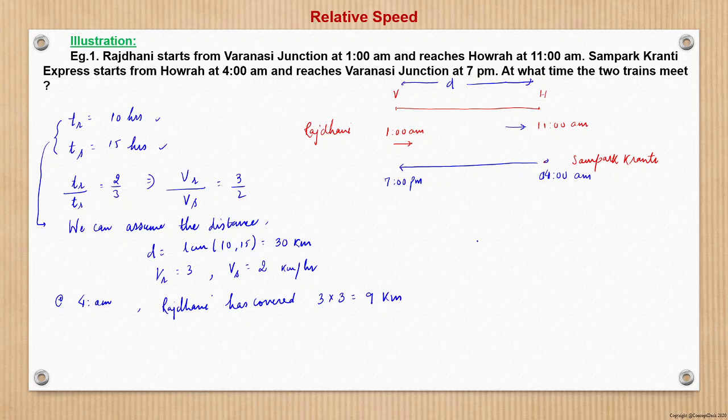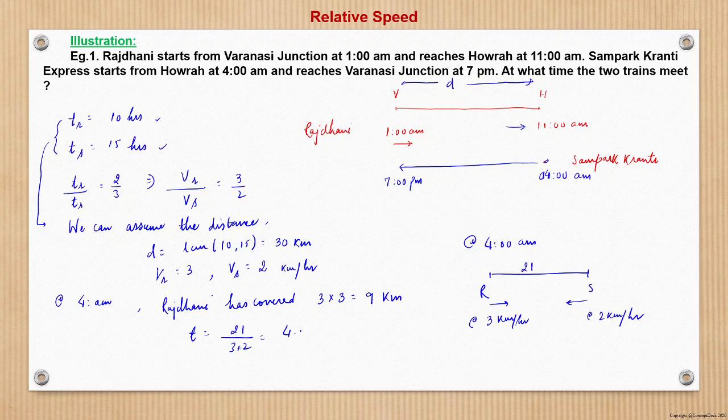Now, what happens at 4 am? The remaining distance to be covered is 30 minus 9, which is 21 kilometers. Here is Rajdhani Express, here is Sampark Kranti Express, both approaching each other, that is moving in opposite directions, this one at a speed of 3 kilometers per hour, this one at a speed of 2 kilometers per hour. This is the simple problem of relative motion. So we can find the time of meeting. Time will be 21 upon 3 plus 2.